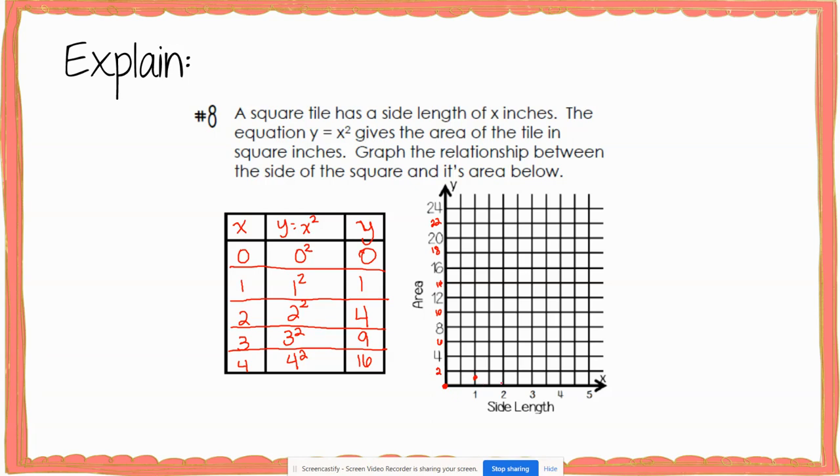Next, we have 2, 4, so we would go to 2 and then up to 4. Then we have 3, 9, so we would go to 3 and then up to 9, which would be right here in between 8 and 10. Then we have 4 and 16, so that would be right 4 and then up to 16. Now, it looks like it could be close to a straight line, but it doesn't go up at the same rate. So to get to all of these points, you actually do have to curve every time. So that makes this a nonlinear equation, which you know because this exponent of 2 right here tells you that this would be nonlinear.